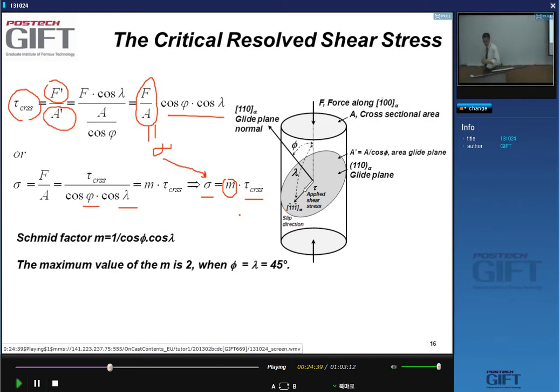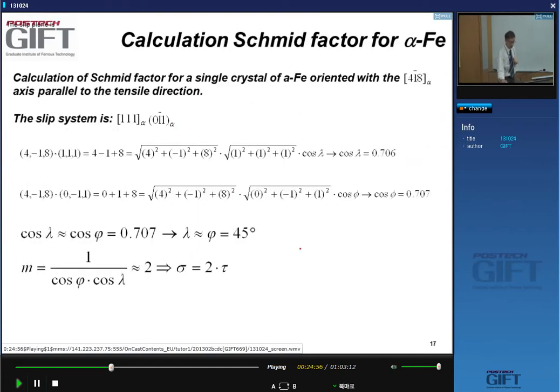So if you measure a certain shear stress and the value of m happens to be 2 in that particular test, the applied stress will be twice the critical resolved shear stress. Okay? So let's look at an example here.